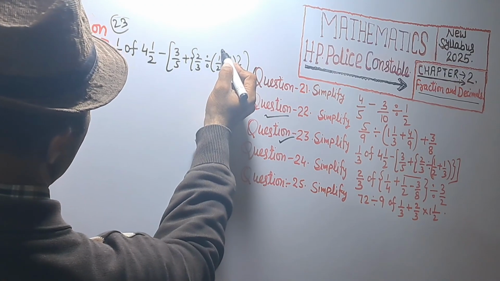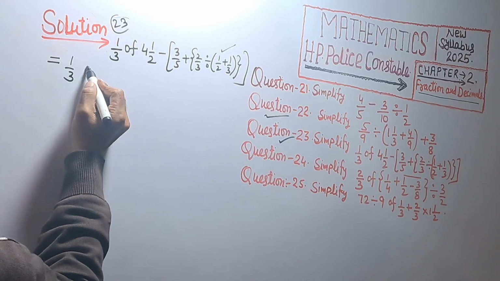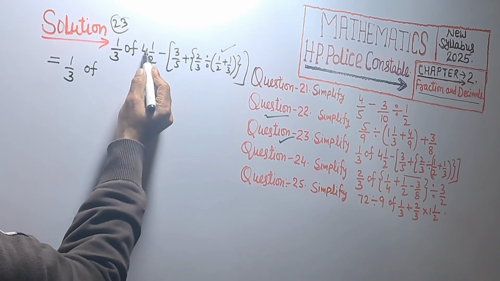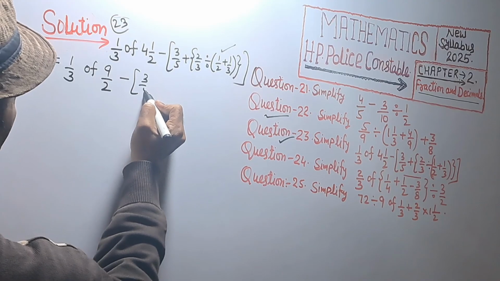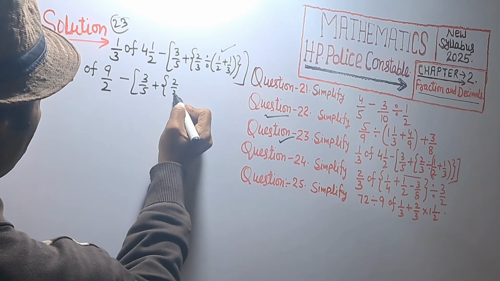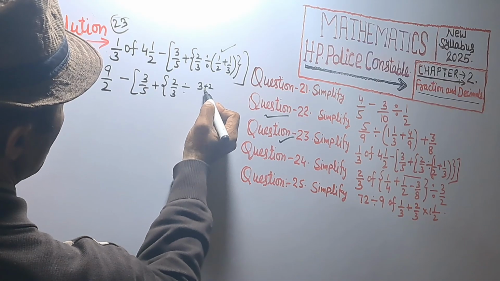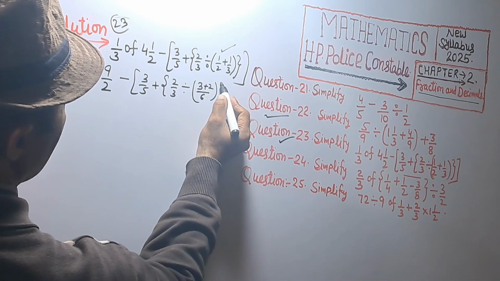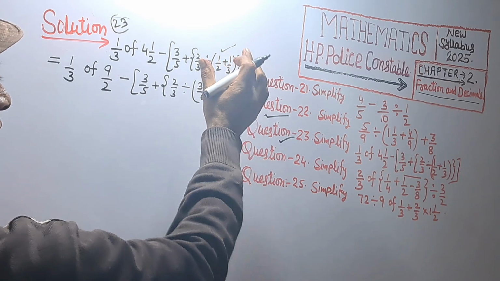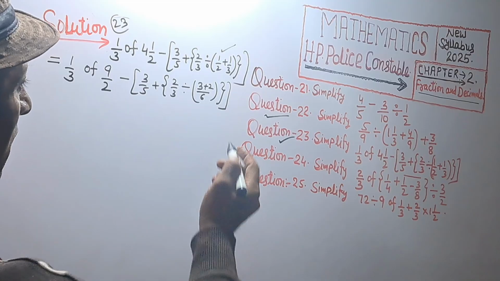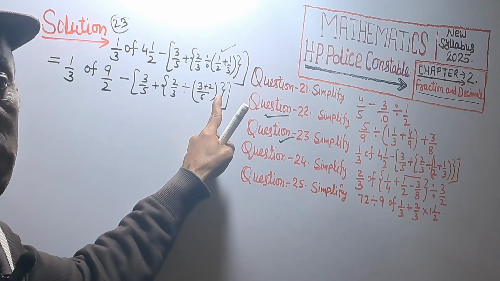First we solve 1/2 plus 1/3. Cross multiplying: 3 ones are 3 plus 2 ones are 2, divided by 3 twos are 6. 3 plus 2 is 5, so 5/6. 1/3 of 4 2s are 8 plus 1, 9/2, minus 3/5 plus 2/3 divide 5/6.